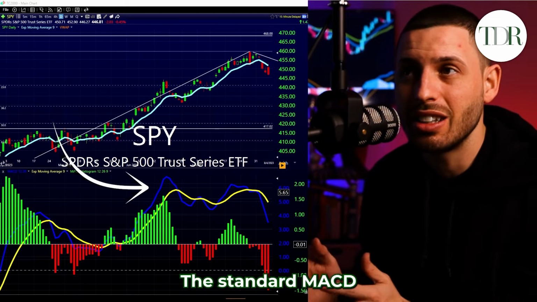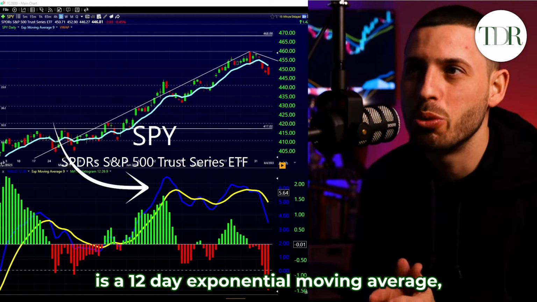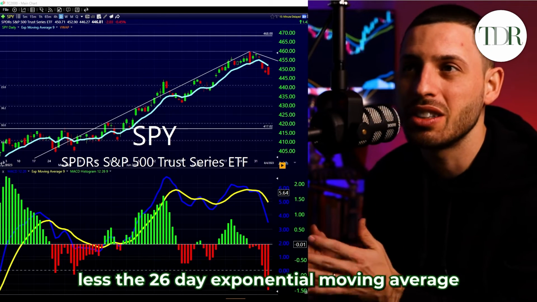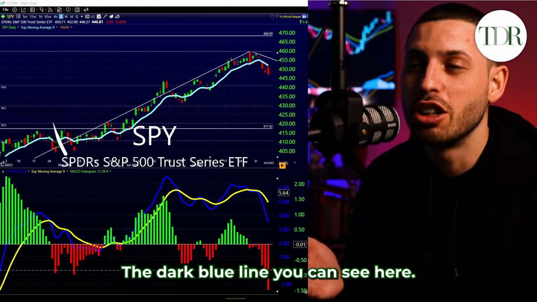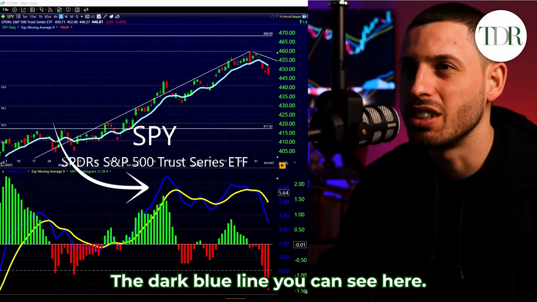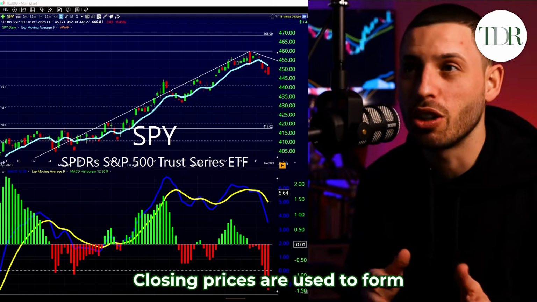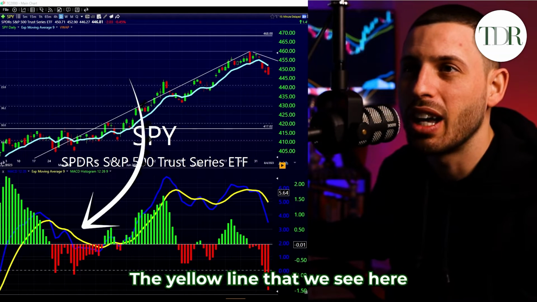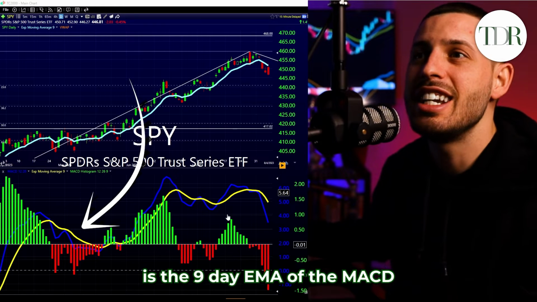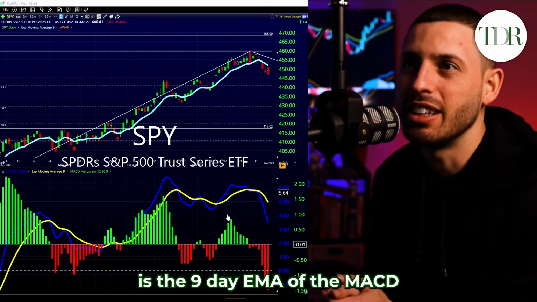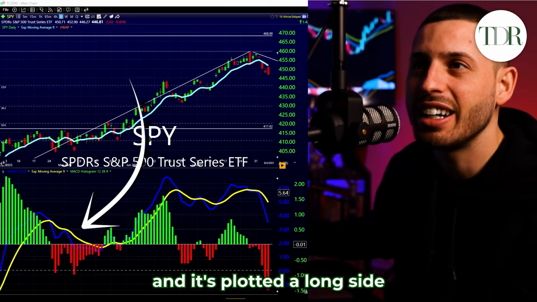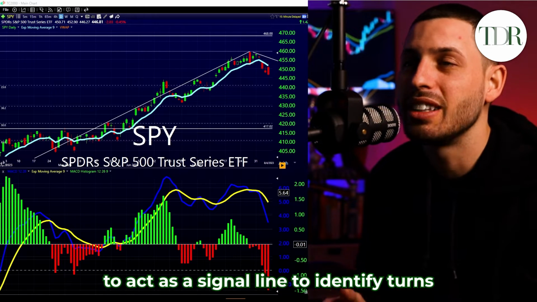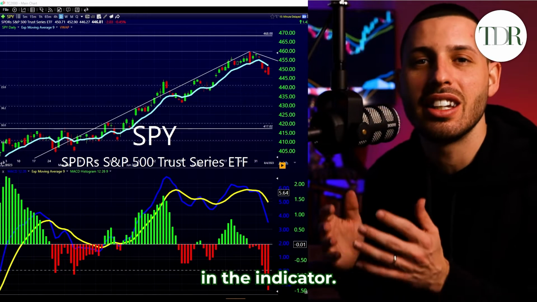The standard MACD is a 12-day exponential moving average, less the 26-day exponential moving average, the dark blue line you can see here. Closing prices are used to form the MACD's moving average. The yellow line that we see here is the 9-day EMA of the MACD and is plotted alongside to act as a signal line to identify turns in the indicator.